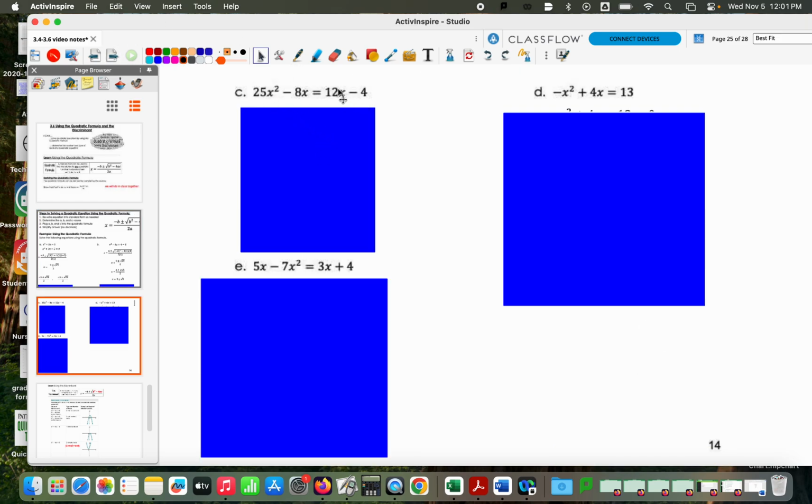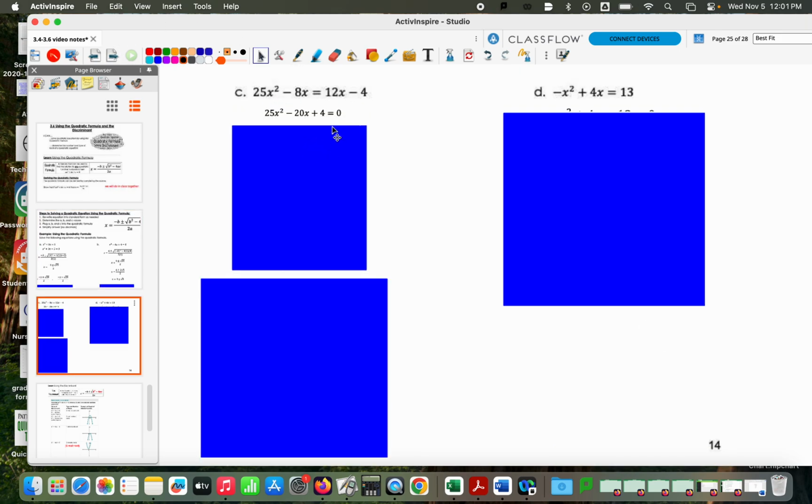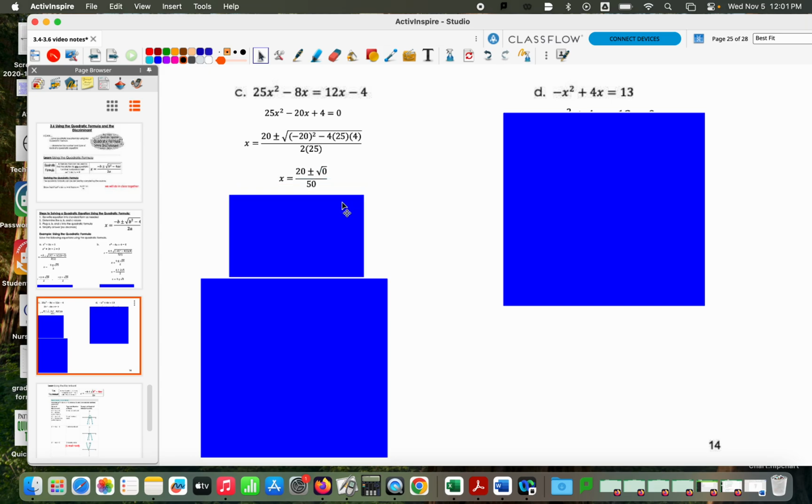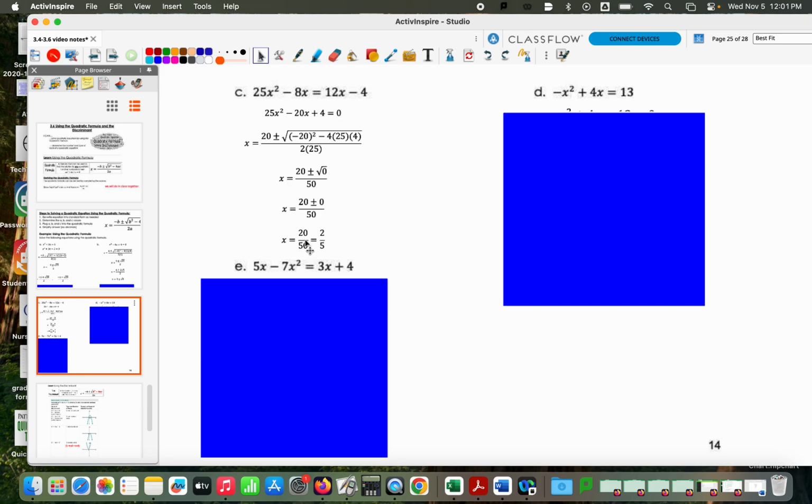All right, let's move 2 things over here. We're going to minus the 12x to get -20x. We're going to add the 4, and then we can just go ahead and dive into our quadratic formula. Plug these all in, get some bigger numbers, and that happens. When you combine all these numbers, you get 0. So actually the square root of 0 is just 0. So really what we're left with here is just 20 over 50. Because you add or subtract 0, it doesn't really change anything. So 20 over 50 just reduces to 2 over 5.